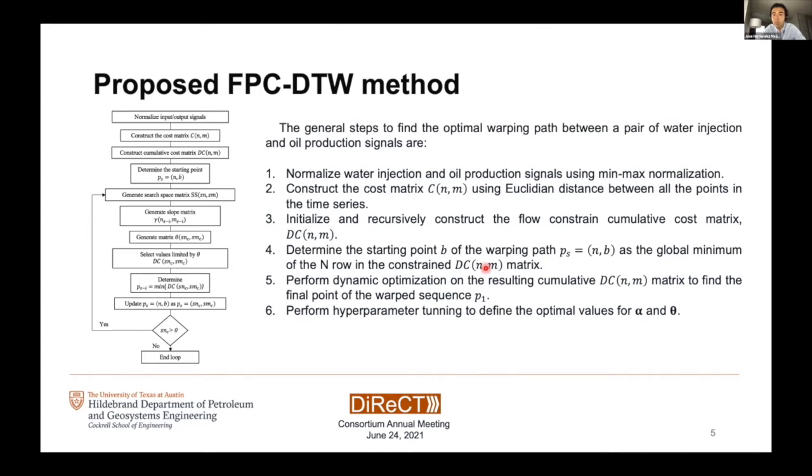In this case, we have proposed two additional hyperparameters, alpha and theta, and these are going to help us control the search space limitation, to construct our search space.